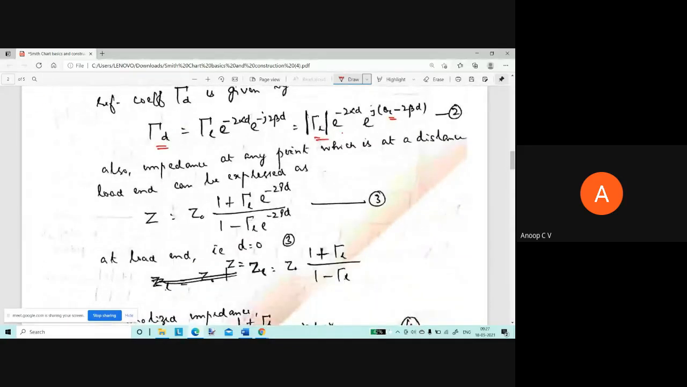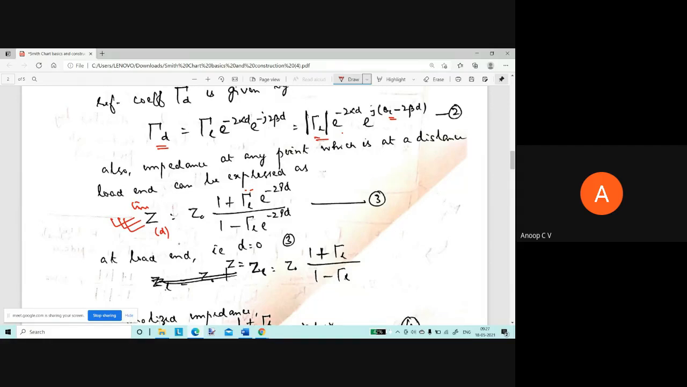Now also this is a very important thing. I have given you this expression: the line impedance Z in terms of gamma L can be represented like this: Z0 into 1 plus gamma L e power minus 2 gamma d divided by 1 minus gamma L e power minus 2 gamma d. We can write it like this. This is the impedance at a distance d from the load end.